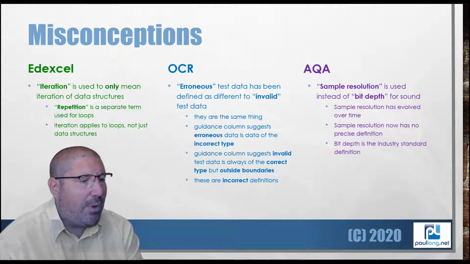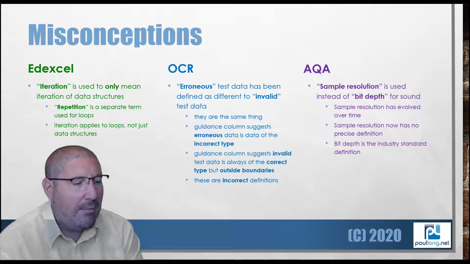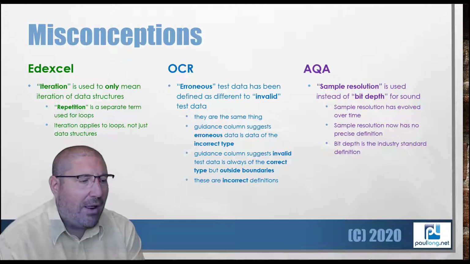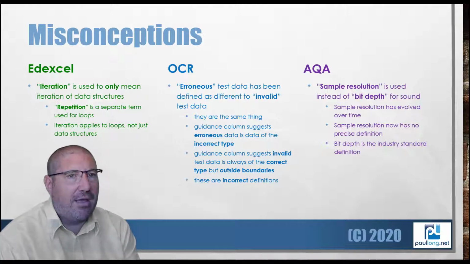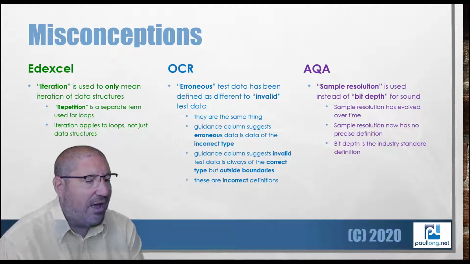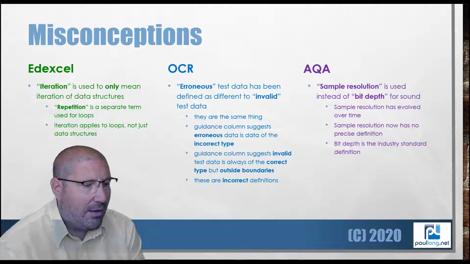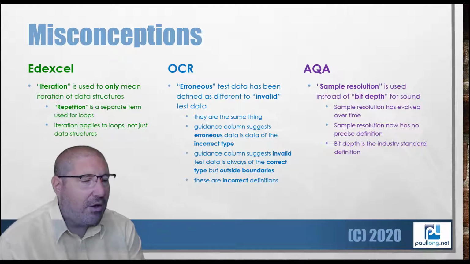OCR have used the term erroneous test data and have defined it differently to invalid test data. They're actually exactly the same thing, but the guidance column suggests that erroneous data is data of the incorrect type. Well, actually, data of the incorrect type is invalid as well. It's just a type check when you're doing your validation. And the guidance column suggests that test data would always be of the correct type, but outside the boundaries for invalid data. Well, that's correct, but it doesn't have to be of the correct type. If it's of the incorrect type, that's also invalid, but it's on a type check.